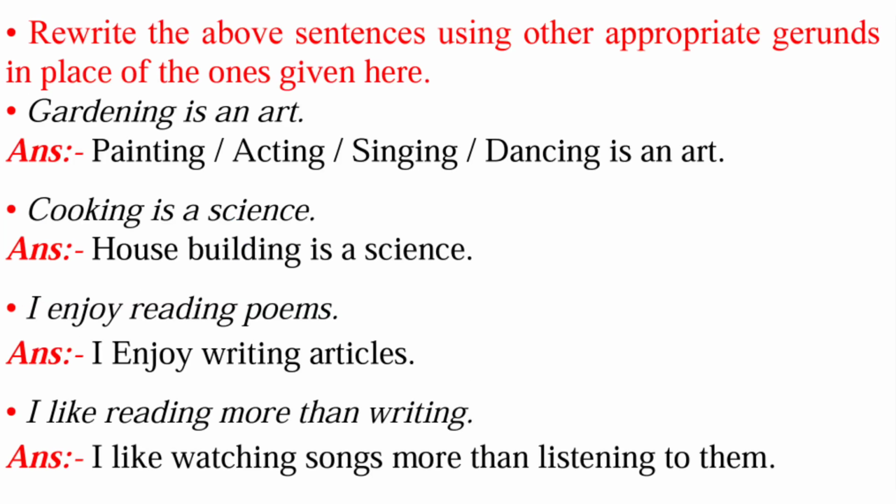Rewrite the above sentences using other appropriate gerunds in place of the ones given here. Gardening is an art. So we will write the answer. Painting, acting, singing, dancing is an art. Cooking is a science. So answer is house building is a science. I enjoy reading poems. I enjoy writing articles. I like reading more than writing. So I like watching songs more than listening to them.